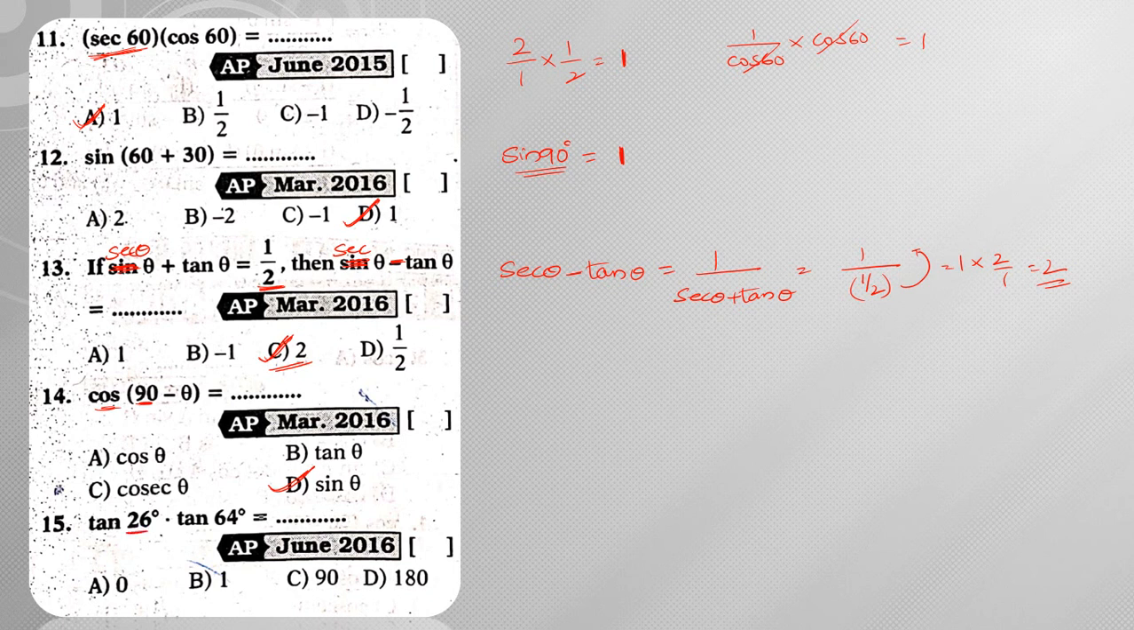Next, 26 and 64. So 26 plus 64 is 90 degrees. So clearly 26 and 64 are complementary angles. Now change any one of those angles. So tan 26 into, change tan 64 as tan of 90 degrees minus 26 degrees. So it is in the form of tan of 90 minus theta. So tan of 90 minus theta I can write as cot theta. So tan 26 degrees into cot 26 degrees. So both are reciprocal to each other, hence their product will be equal to 1. Hence the answer is 1 here.